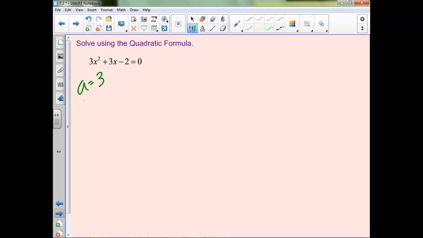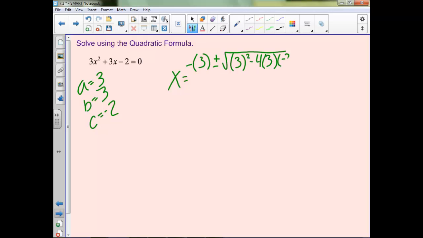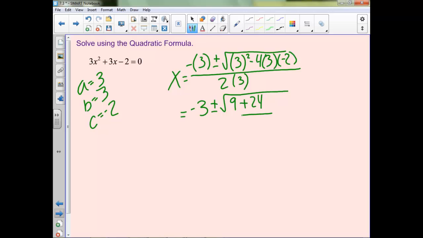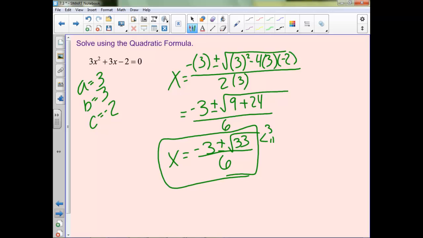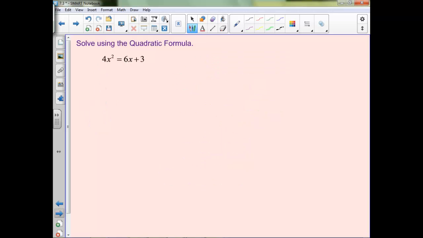Same idea. 33 is just 3 times 11. We can't do anything with it, so we're done here. Now this one, remember, we've got to get it equal to 0. So let's subtract our 6x and our 3.